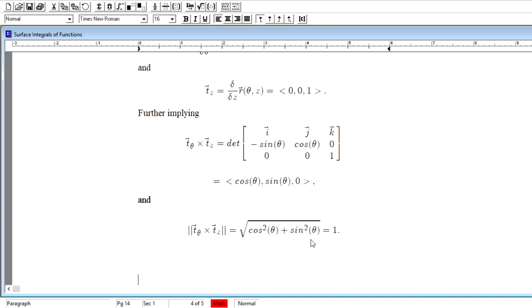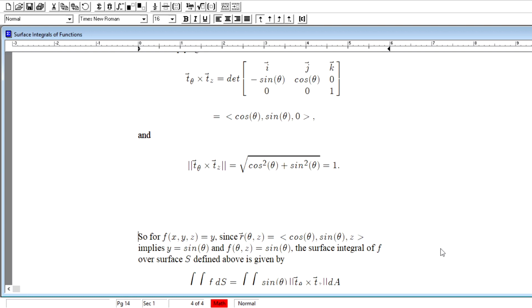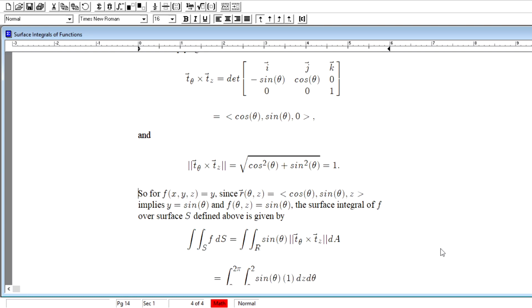And the magnitude of that would be given by the square root of the cosine squared theta plus the sine squared theta, which is equivalent to 1 in value using our Pythagorean identity. So what we have here is the square root of 1, which is itself just equivalent to 1. Right? So in the surface integral of our surface f in this case, where f is this function of just y, right?